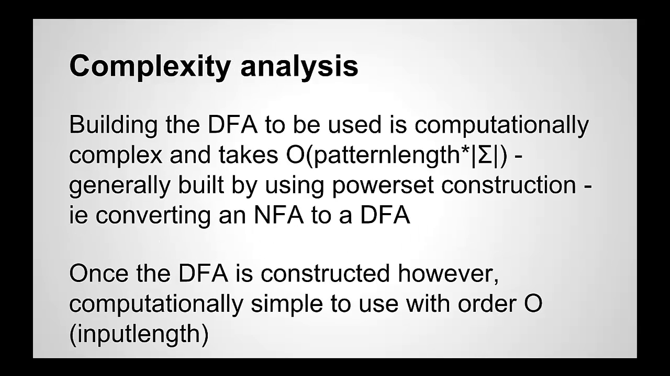Constructing the DFA is computationally complex. It takes a minimum time of the length of the pattern times the size of the alphabet. It's generally built by constructing an NFA for the pattern and converting it to a DFA using power set construction. However, once the DFA is built, it's very fast to use and only takes the order of the input length, as each character causes one state change until the last character is consumed and you have your answer.